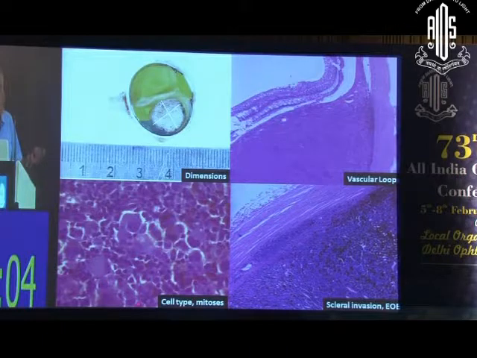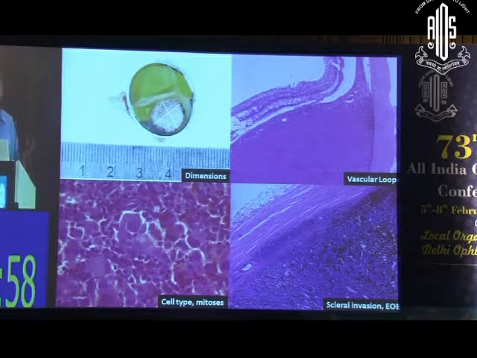You have to know the cell type in a melanoma. What are the different cell types in a melanoma? 4 cell types. And what classification is it called? Callender's classification. So you have spindle A type, you have spindle B type, you have a mixed type, and you have an epithelioid type.